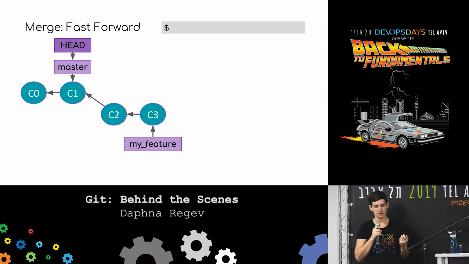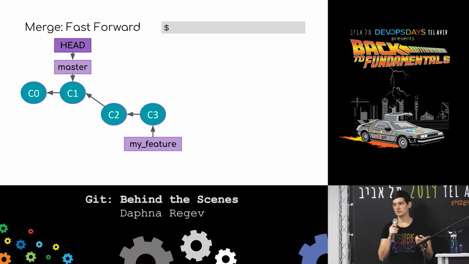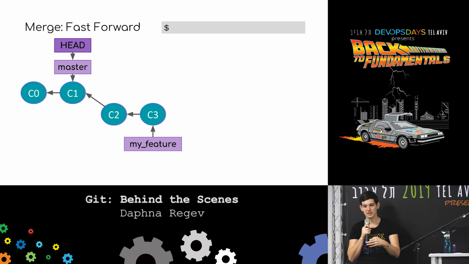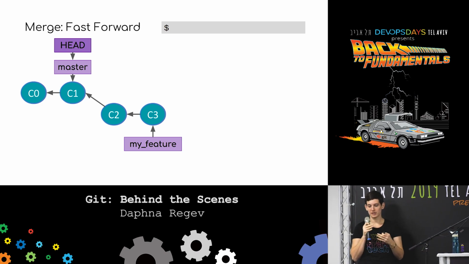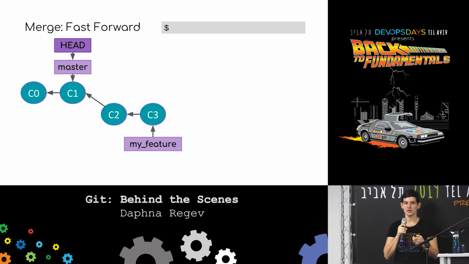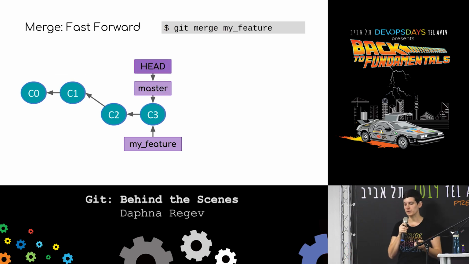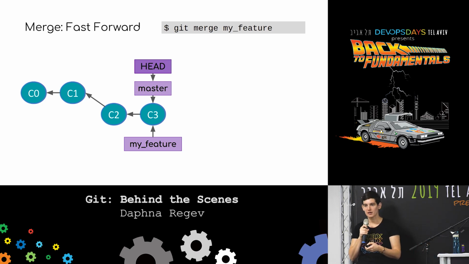So back to our example, where we had master and we had my feature, and now we want to merge it back in. So in this case, we can see that it's really a long line of commits, and there's really nothing differentiating where master is from my feature. So if we want to bring our my feature work into master, really all we need to do is move that master pointer along to the end to point at my feature. And that's exactly what will happen when we git merge. So master will just move along to my feature, and we're done.